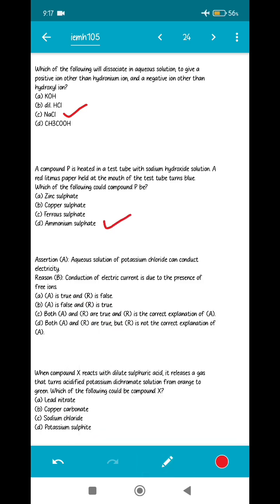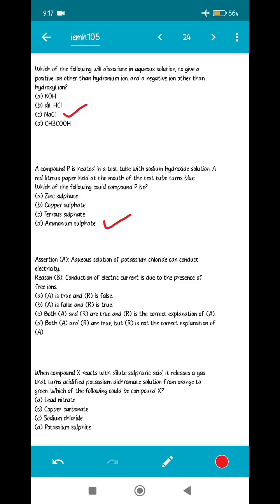So our next question is an assertion reasoning question. You have to be very careful when attempting such questions, especially with the options. Let's see. The assertion is: aqueous solution of potassium chloride can conduct electricity. So the assertion is correct because potassium chloride is a salt, and as soon as it is in aqueous solution or in the molten state, it will be able to conduct electricity.